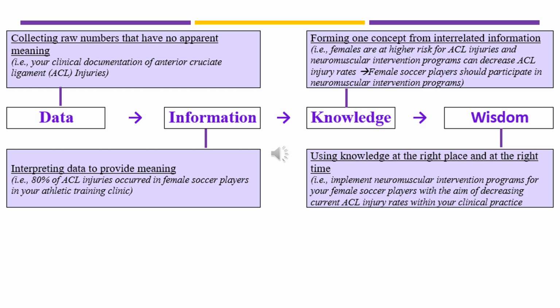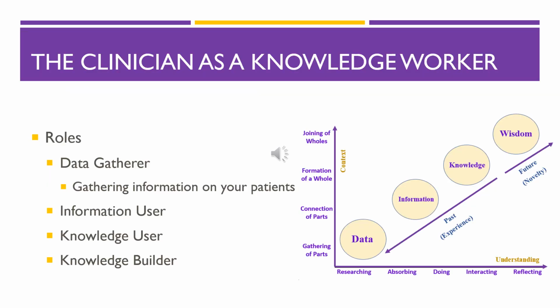Your learning scores or whatever should improve, and then I can start over again and look at how I can continue to improve those scores and help you become better learners or students, and ultimately reach better levels of knowledge as you are all becoming professional allied healthcare providers. When we talk about you as an athletic trainer, or as a clinician, all clinicians should be knowledge workers. The different roles that we have are data gatherers, so gathering information on our patients and on your practice, information users, knowledge users, and then knowledge builders.